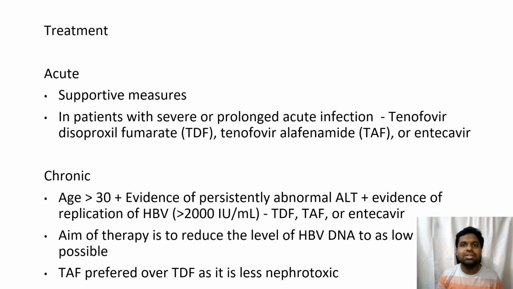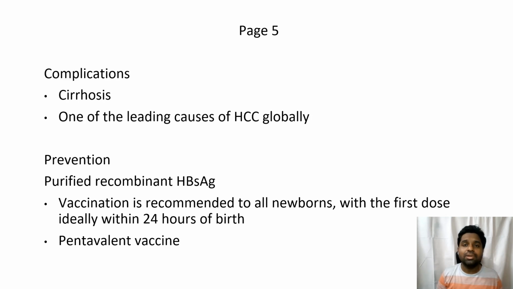ALT along with HBV DNA copies of 2000 international units per ml, we go with antivirals, TDF, TAF as well as entecavir. We are going to decrease the viral load to as low as possible. That should be our aim. We usually prefer TAF over TDF because TDF is more nephrotoxic. Complications would be cirrhosis, and hepatitis B is one of the leading causes for hepatocellular carcinoma.